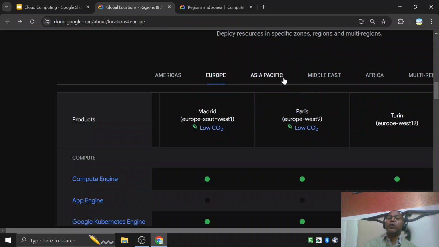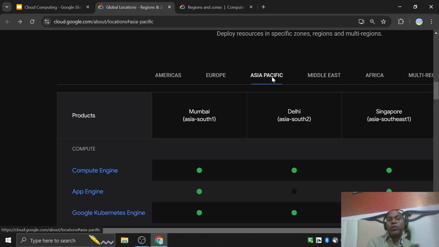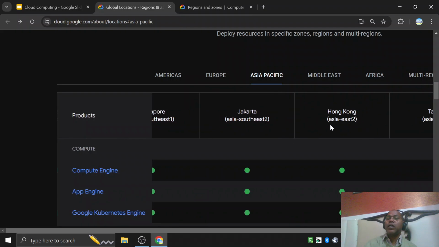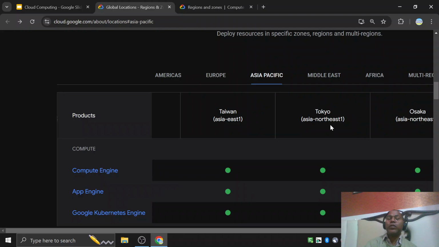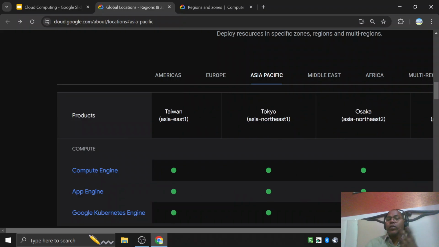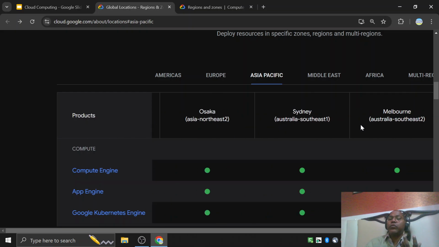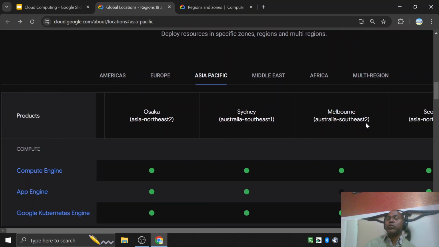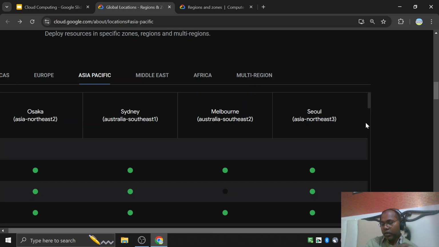Let's talk about Asia Pacific, which has different regions. Here, Mumbai is one region, and there are Delhi, Singapore, Jakarta, Hong Kong, and Tokyo. These are the different regions, named like Asia Northeast 1, Asia Northeast 2, Australia Southeast 1, and Australia Southeast 2. In this way, they are giving the names.